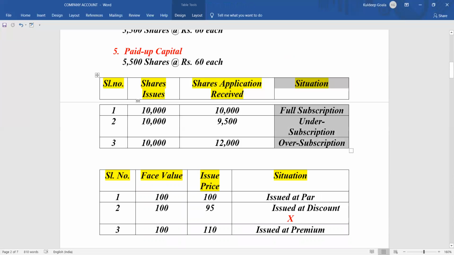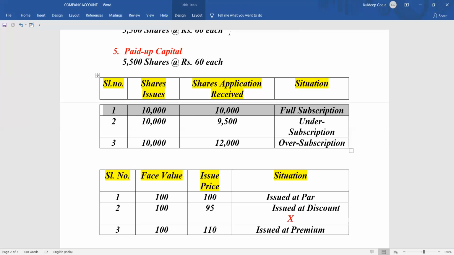Right, now let's see one by one. First situation: if the company is issuing 10,000 shares and the public is also subscribing only 10,000, that will be called full subscription, which is quite unlikely, because exact full subscription is a very rare situation.